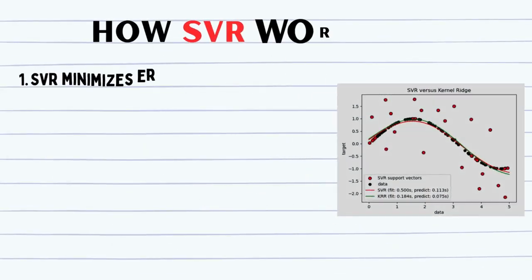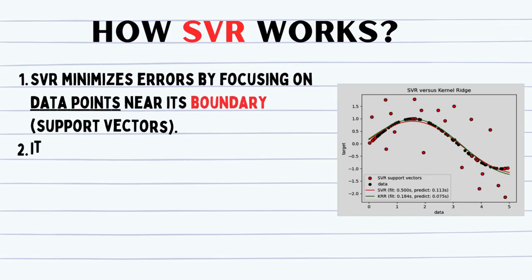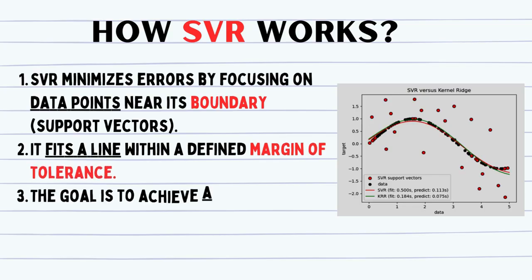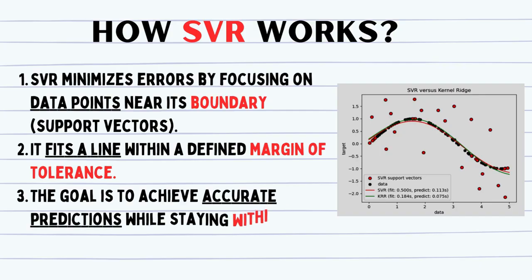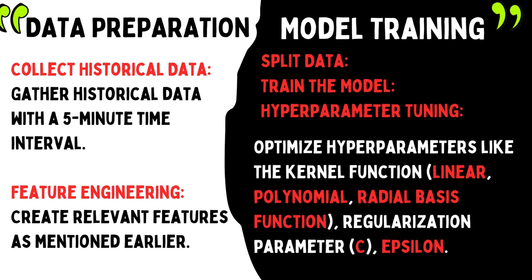How SVR works. SVR aims to minimize errors, placing emphasis on data points closest to the boundary, the support vectors. The goal is to keep predictions as accurate as possible while staying within this margin. Data preparation. Collect historical data. Gather historical data with a 5-minute time interval. Feature engineering. Create relevant features as mentioned earlier.